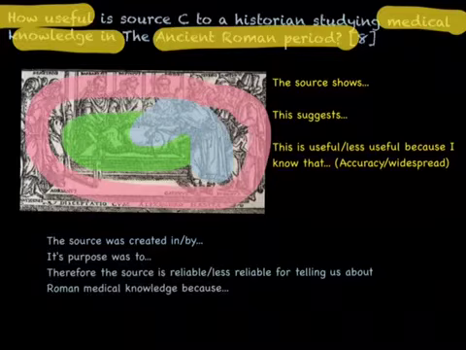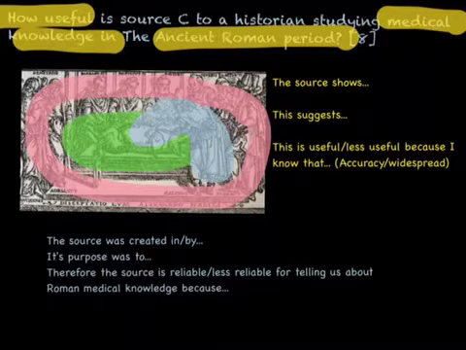Okay, well, where do we go from here? So in our answer, like I said, we should start with what the source shows you and how accurate that is. So as a rule of thumb, I always start with the source shows. So for example, in this case, the source shows Galen dissecting a pig in front of a large audience. We've directly quoted the source. In this case, obviously we can't quote words, but we're quoting what we can see in the picture.